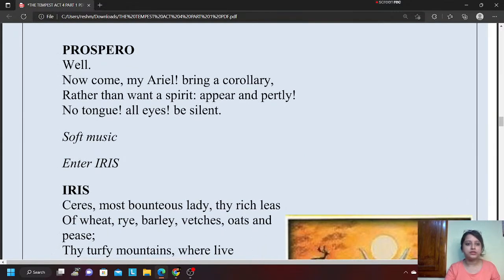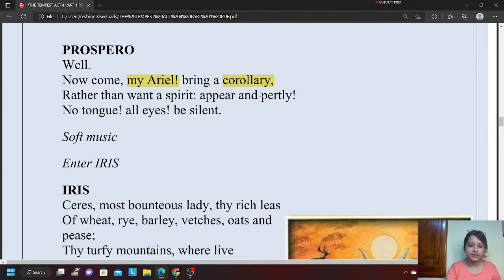Now Prospero says, well now, come, my Ariel. So Ariel, come over here. Ariel was waiting outside, no? So he comes in. Bring a corollary. Corollary means a number of spirits. Bring a number of spirits over here. Okay, addition of spirits should be there rather than lack. Rather than want a spirit. So there should always be an extra who can play a part, rather than I don't have enough characters to play.